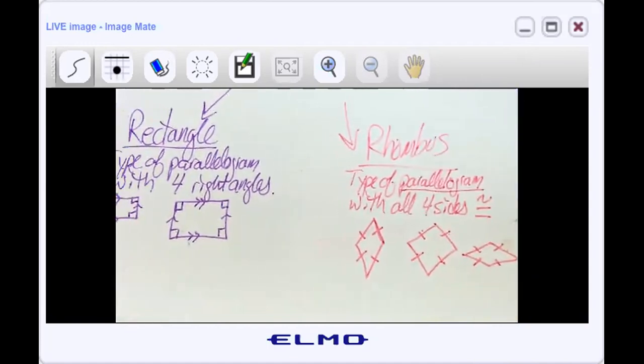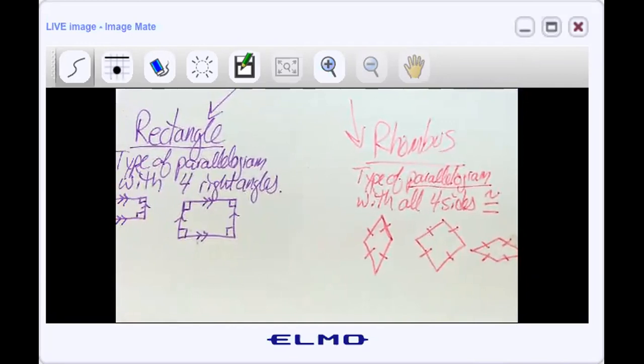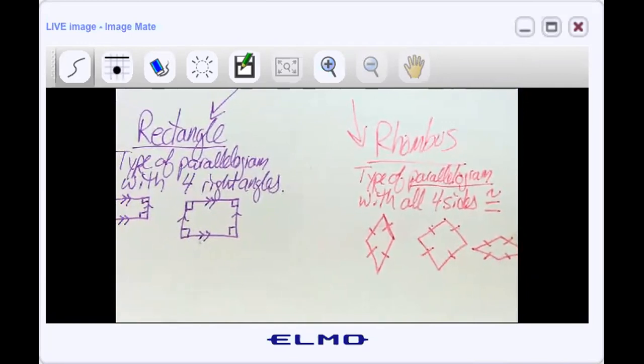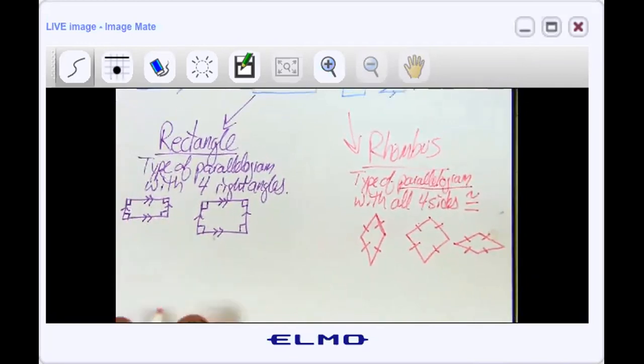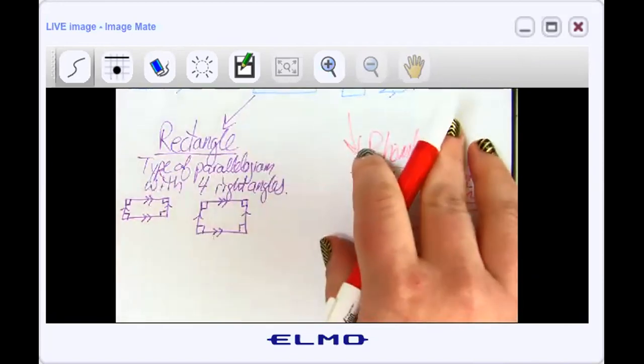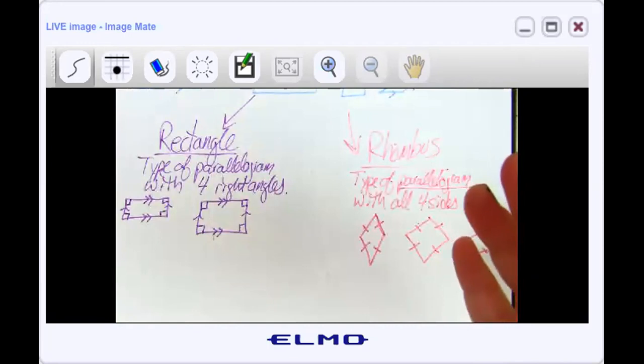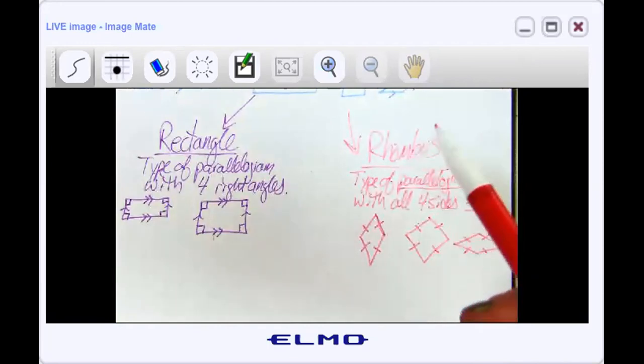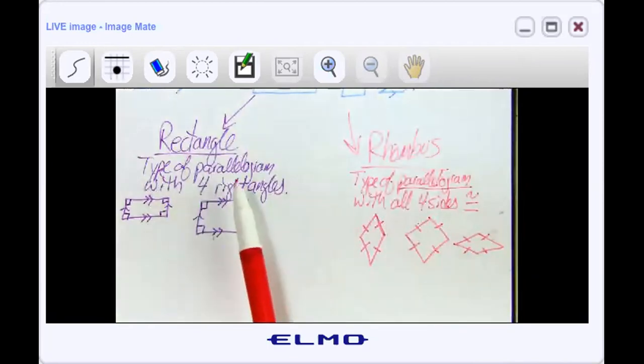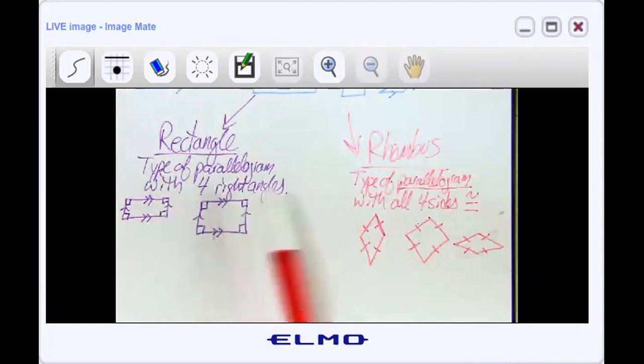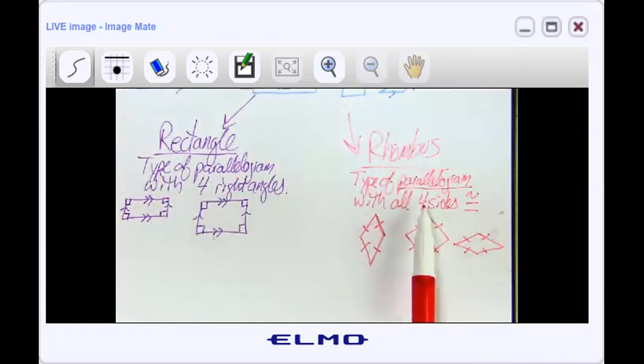Now we all know our friend the square, and the square is basically just a rectangle and a rhombus put together. If you take the qualities that a rectangle has and the rhombus and you put them together, you just create a square. That's all it is. So the square is still going to be a parallelogram, but it's going to have 4 right angles and 4 congruent sides.